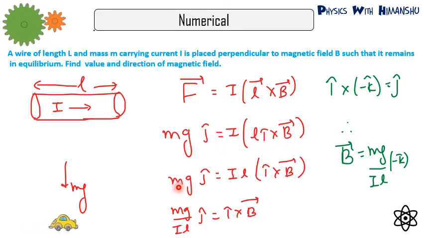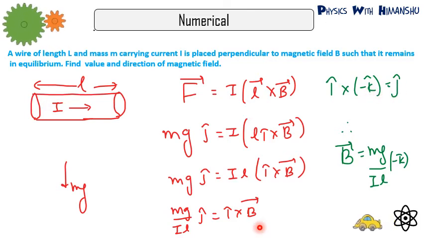Now mg j cap will be equal to I L i cap cross B vector. L will come outside, so mg j cap will be equal to IL i cross B. And if we take this IL by cross multiplying, then mg by IL j cap equals i cross B. Now remember, i cross minus k is j cap. So definitely B will be in the negative z direction, and the value of B will be mg upon IL. So the magnetic field will be mg upon IL minus k cap.